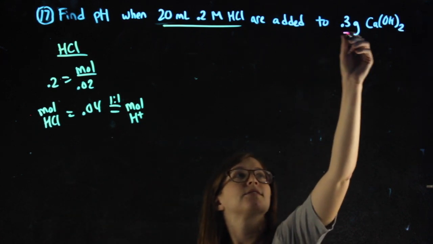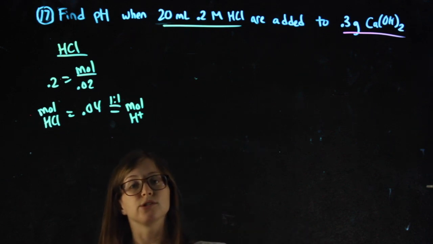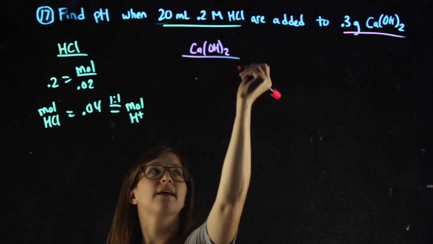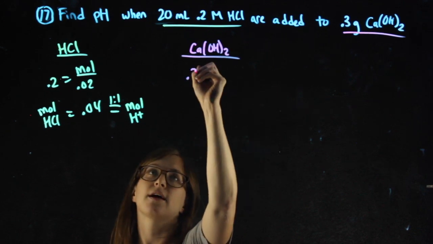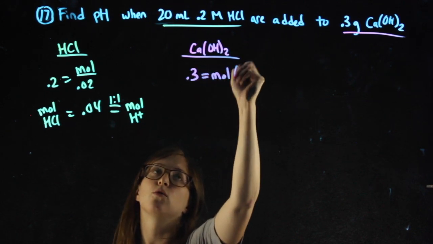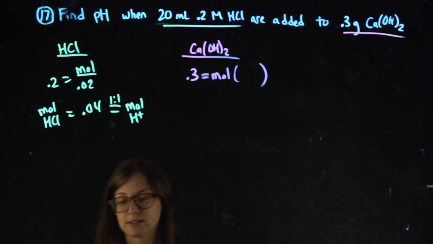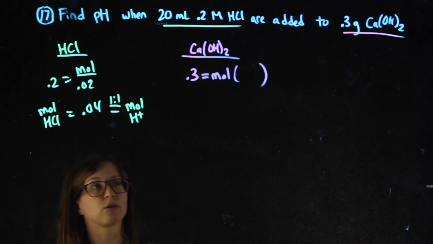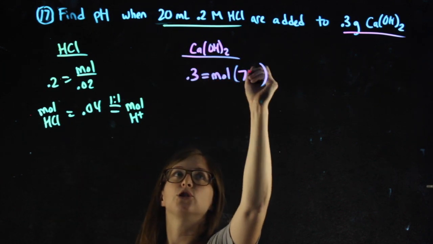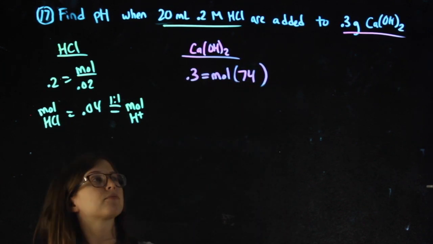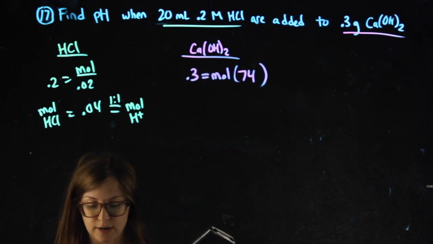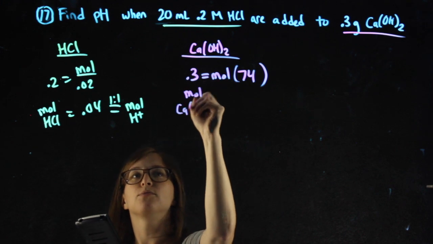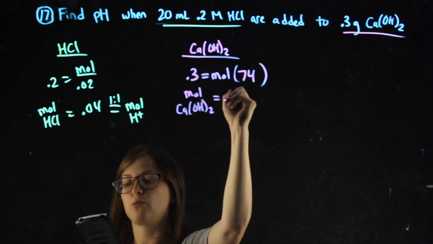For the base, I want to find moles of OH. Now calcium hydroxide, they didn't give me a molarity, they gave me grams instead. That's okay. It was grams of calcium hydroxide, so I need to find moles of calcium hydroxide using the molecular weight of Ca(OH)2, calcium hydroxide. Grams divided by molecular weight gets me my moles, but those moles are of Ca(OH)2.